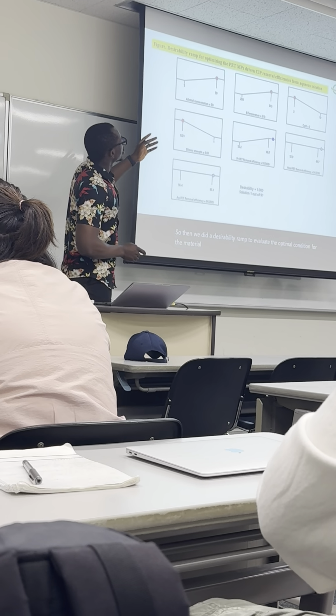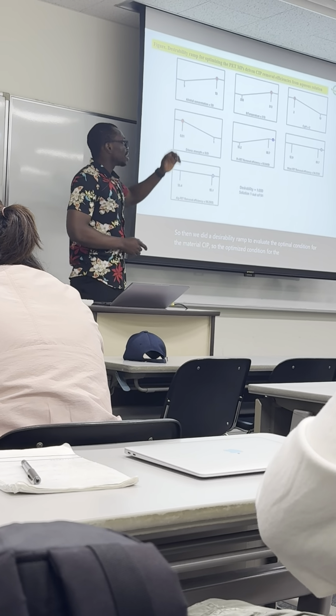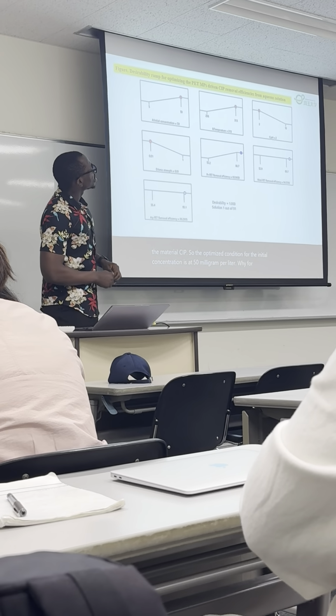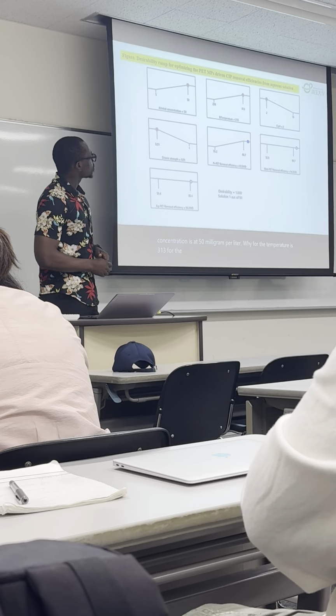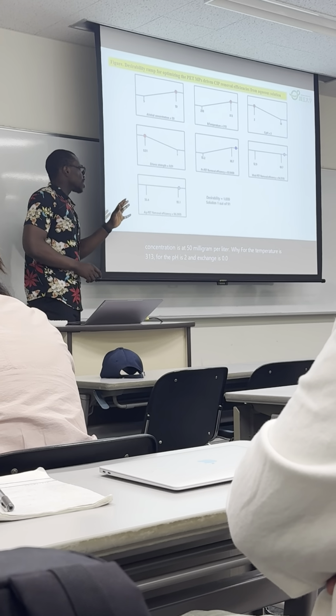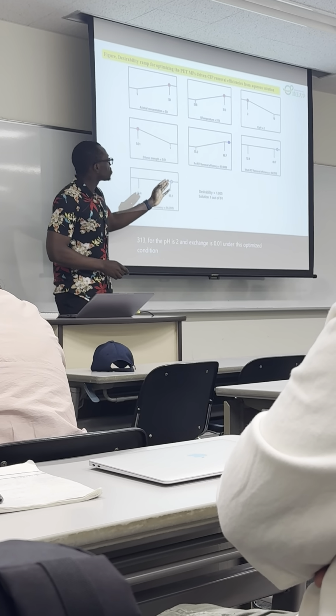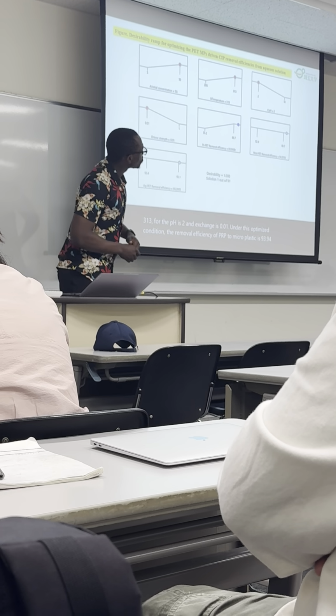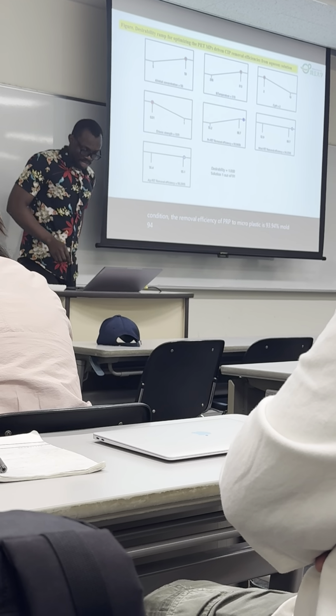The optimized condition for the initial concentration is 50 milligram per liter, the temperature is 313, the pH is 2, and the ionic strength is 0.01. Under this optimized condition, the removal efficiency of PRPET microplastic is 93.94%, modified 94%, and aged 96%.